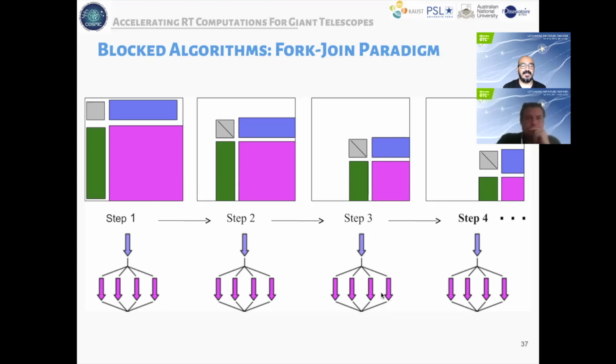This is where basically the performance is extracted from the underlying hardware. And you go on and on until your whole matrix is, let's say, factorized here. And you have this fork and join happening at each and every step. And it has a cost, obviously, to do that.